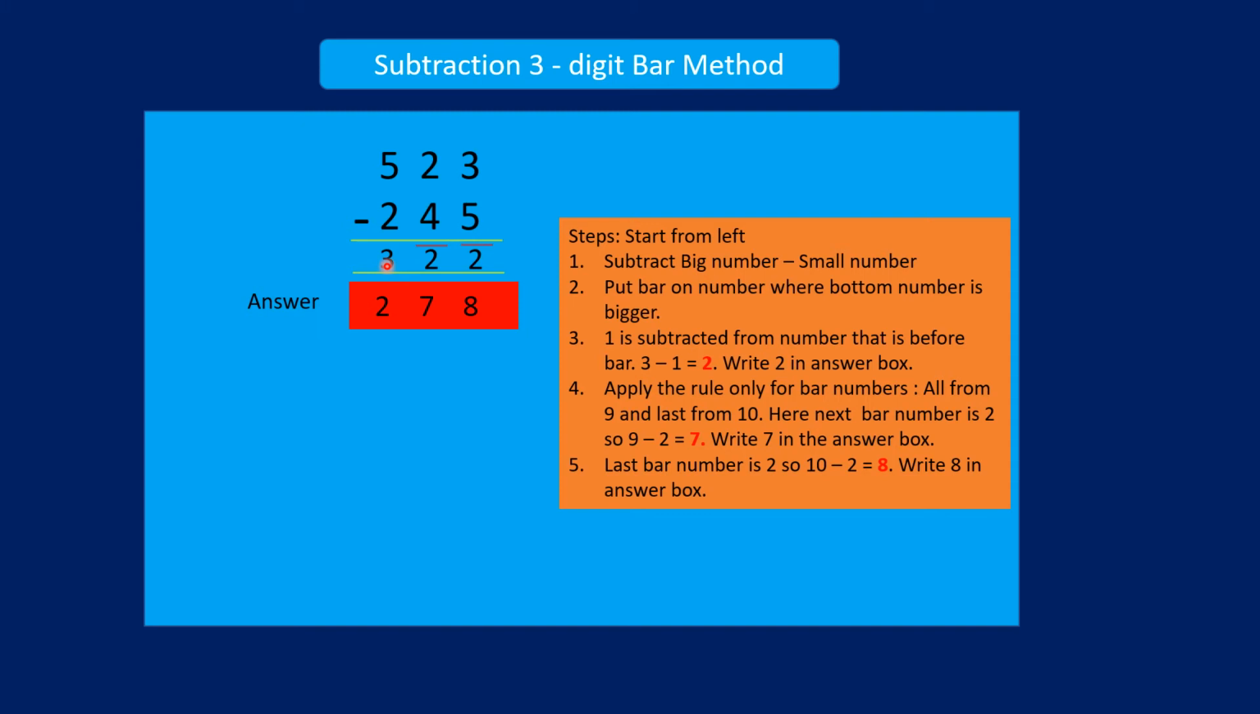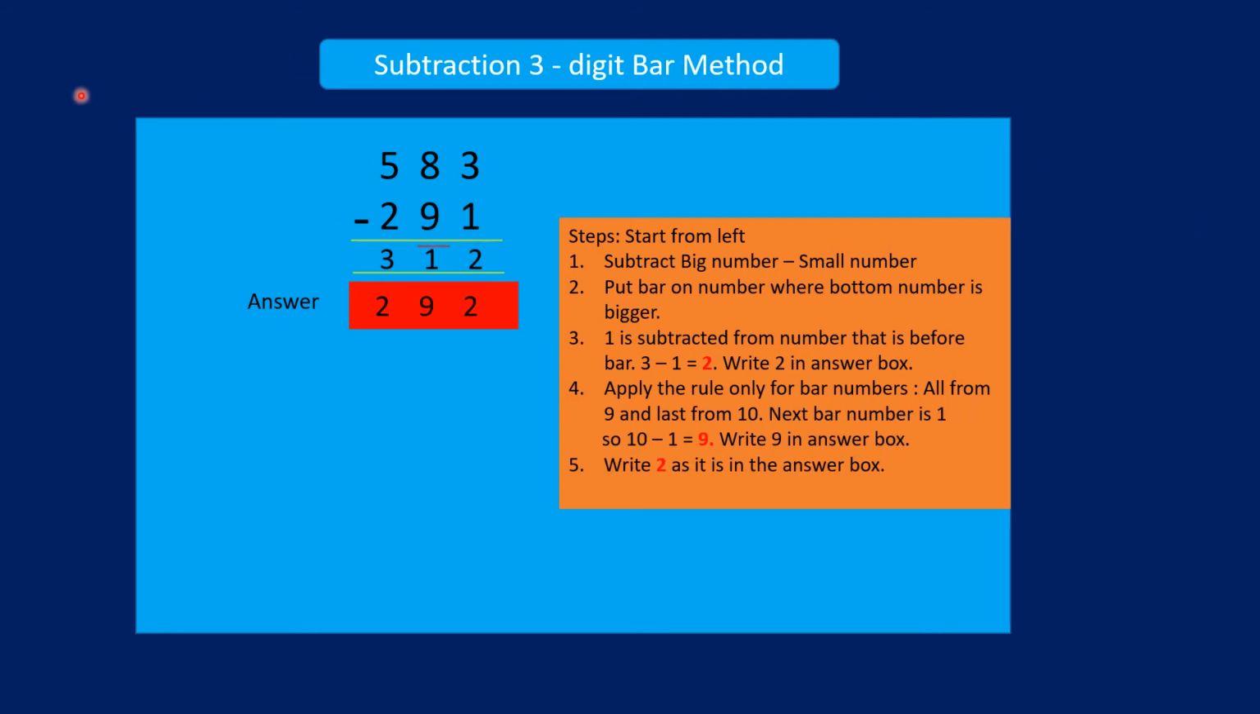So 3 minus 1 is 2. And then 9 minus 2 is 7. And last number is 2 bar. So 10 minus 2 is 8. So 278 is your answer.